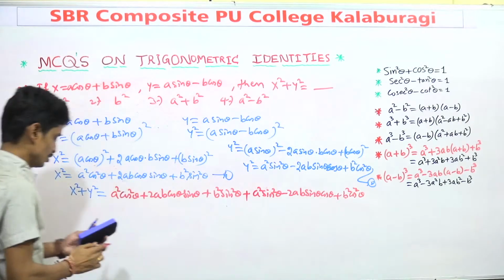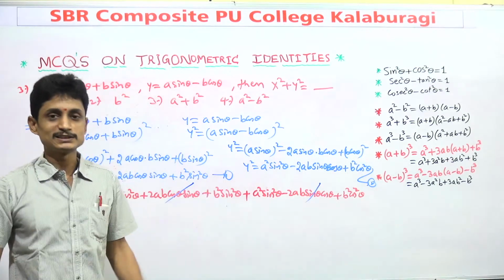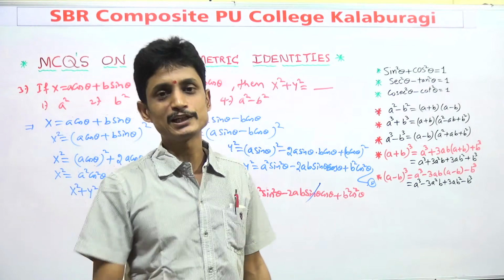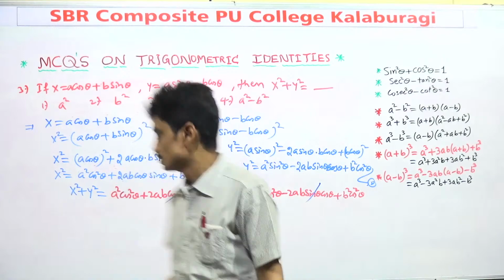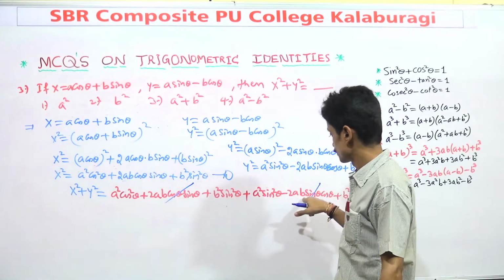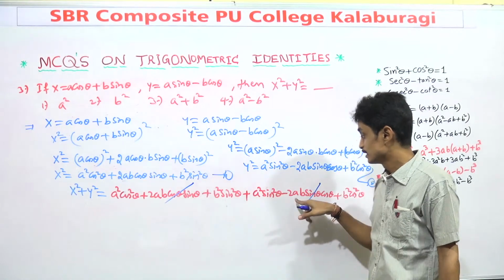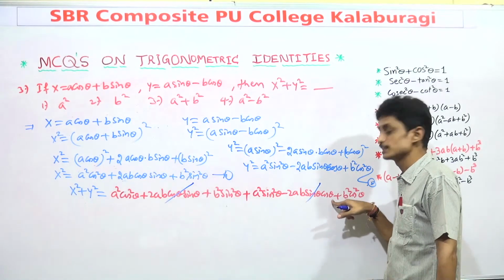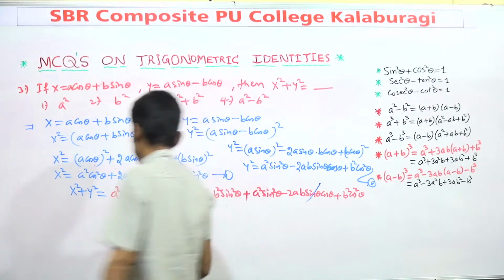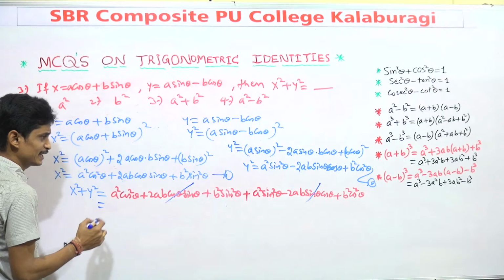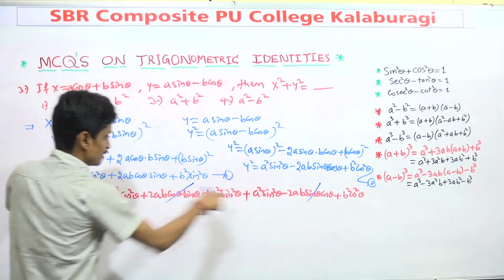Okay, now these two terms easily cancel. I already said a into b or b into a, sin theta and cos theta are always real numbers. That's why commutative under multiplication holds. So 2ab cos theta sin theta is the same as 2ab sin theta cos theta. That's why I cancelled. Now in the remaining terms I have a common term. What is that? a square and a square.